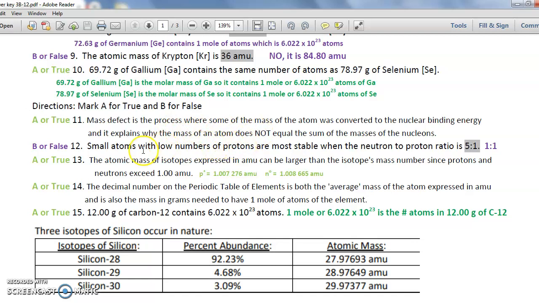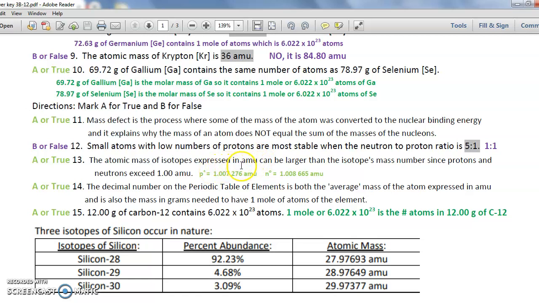Number 12, small atoms with low numbers of protons are most stable when the neutron-proton ratio is 5 to 1. No, it's 1 to 1. Remember, for those smaller atoms that we looked at, especially in the lab we did previously, we noticed that the ratios were usually 1 to 1. Like helium has 4 total particles in the nucleus. 2 of them are protons, 2 of them are neutrons for the helium-4 isotope. The 1 to 1 seems to be the most stable.